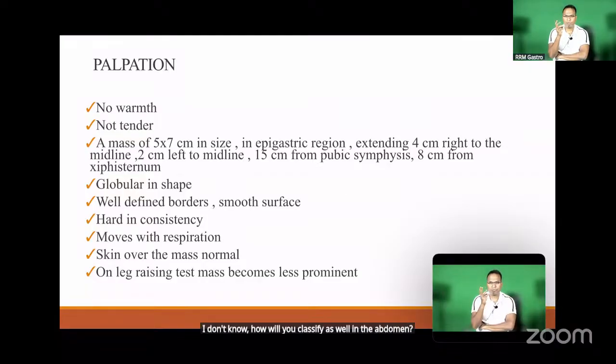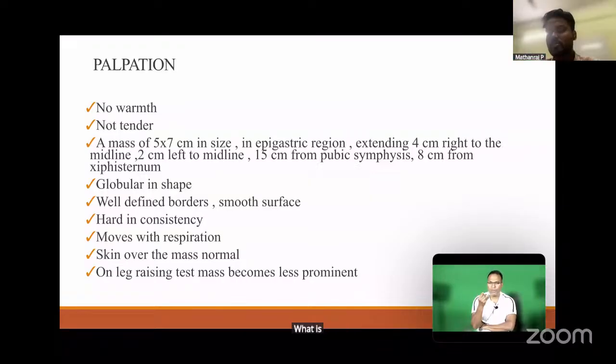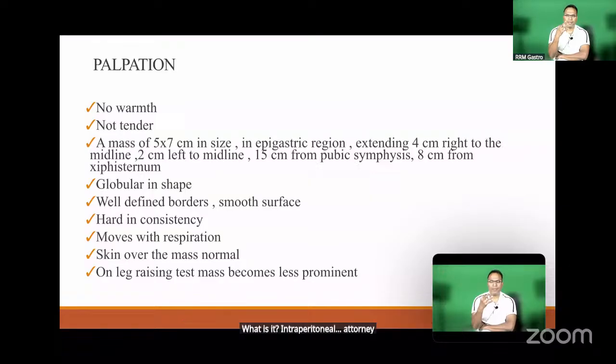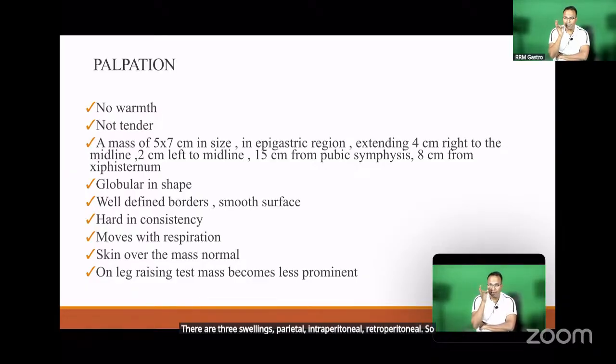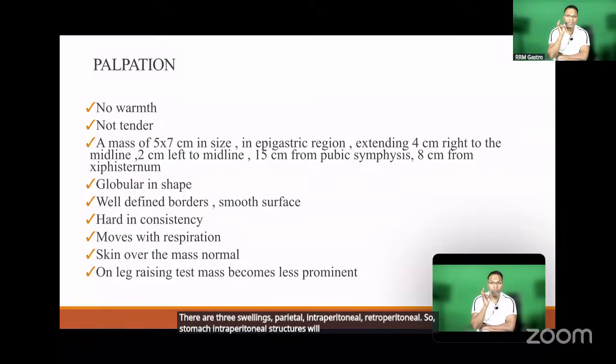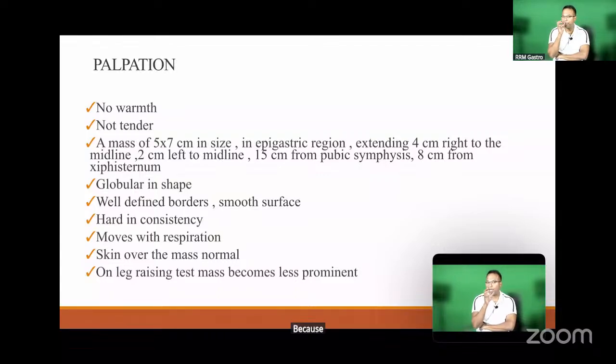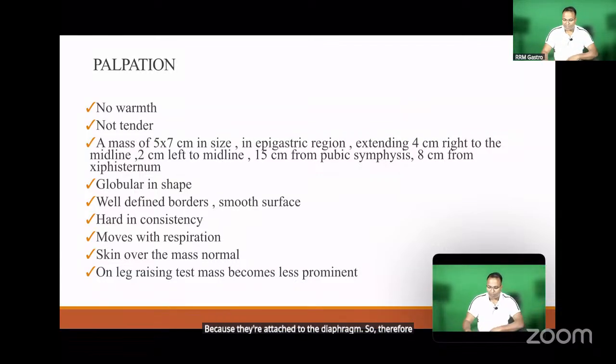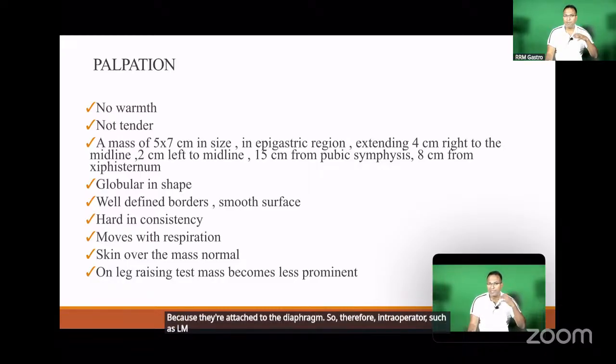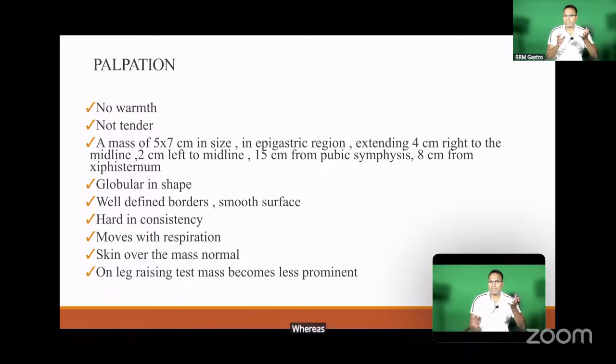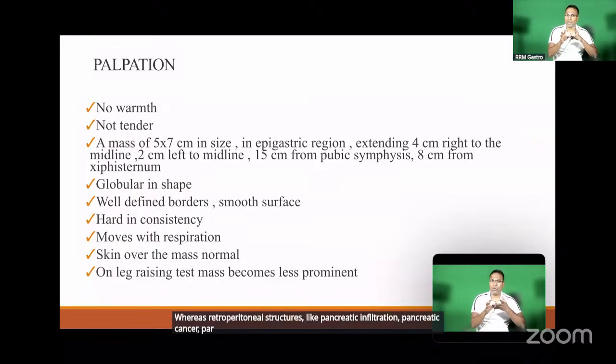There are 3 types of swelling you get in the abdomen. One is parietal swelling. Number 2, intraperitoneal. Number 3, retroperitoneal. So stomach and intraperitoneal structures will move with respiration because they are attached to the diaphragm. Therefore, intraperitoneal structures will move with respiration. Whereas retroperitoneal structures like pancreatic infiltration, pancreatic cancer, paraaortic nodes, none of them will move with respiration.